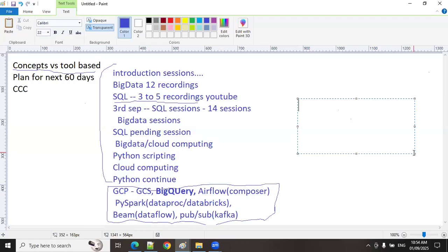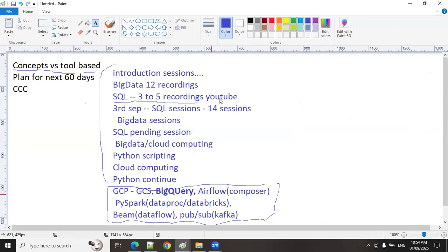That is what we are going to learn. Okay, there is a difference between cloud and cloud computing. On-prem, cloud, cloud computing: three different things. Okay. Any more questions?